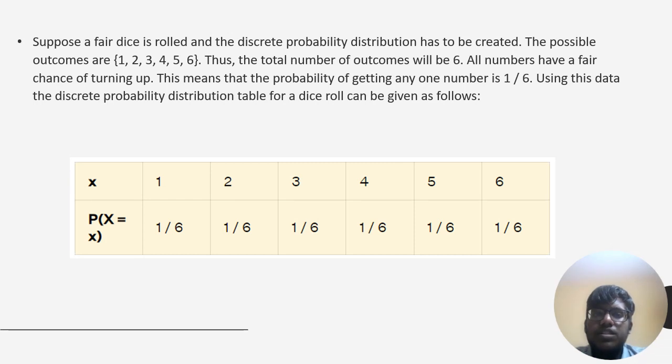As an example, suppose a fair dice is rolled and the discrete probability function has to be created. The possible outcomes are 1, 2, 3, 4, 5, and 6. Thus, the total number of outcomes is 6. All numbers have a fair chance of turning up. This means that the probability of getting any one number is 1 by 6. Using this data, the discrete probability distribution table for a dice can be given as follows. And as you can see, for each of the numbers, the probability will be 1 by 6.